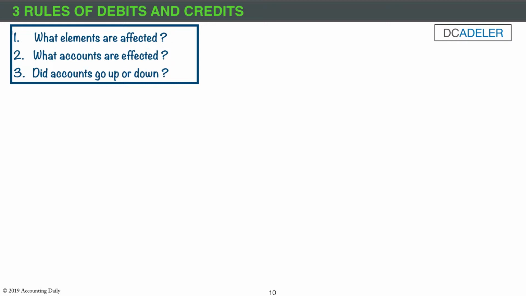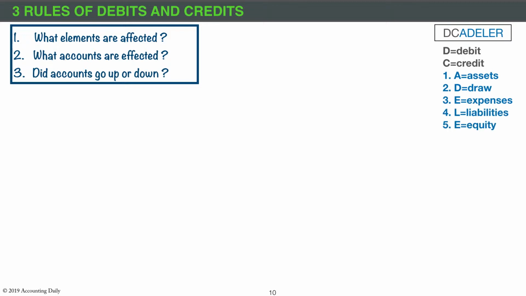To remember the accounts there is an acronym, DC ADLER. D stands for debit, C stands for credit, A for assets, D for draw, E for expenses, L for liabilities, E for equity, and R for revenue.